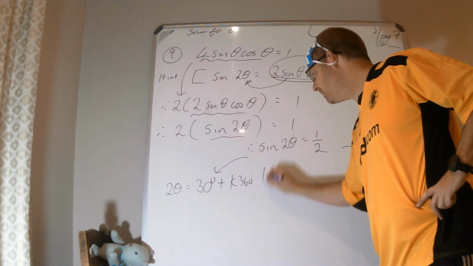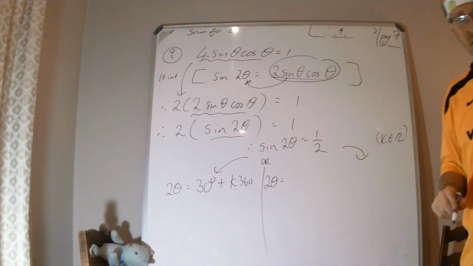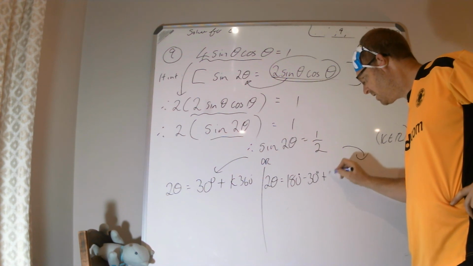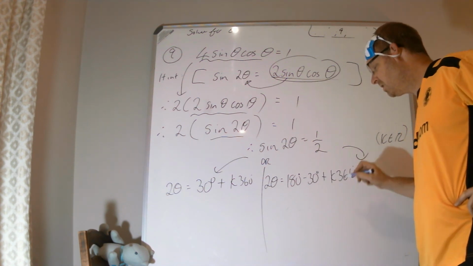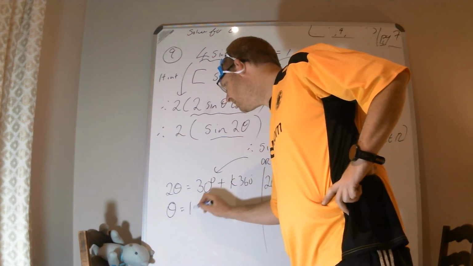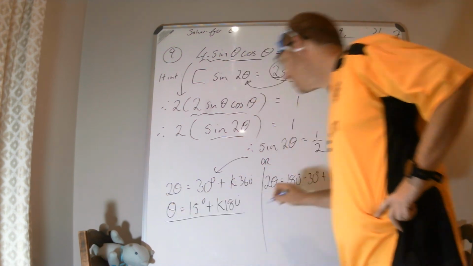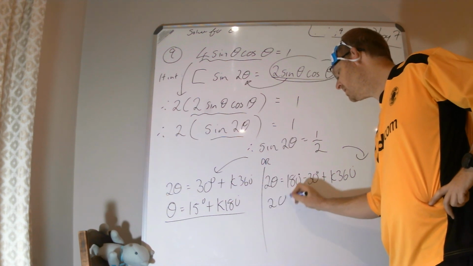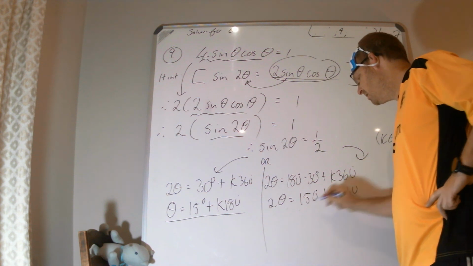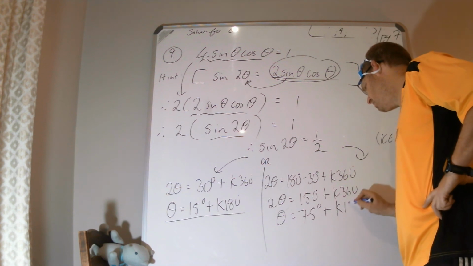Always split it immediately. Or 2 theta is going to be equal to what, Tatiana? That's right, 180 minus the angle on your screen, plus k 360. So solve both sides separately. Here you're going to get theta is 15 degrees plus k 180. And here you're going to get 2 theta is equal to 150 degrees plus k 360, so theta is equal to 75 degrees plus k 180.